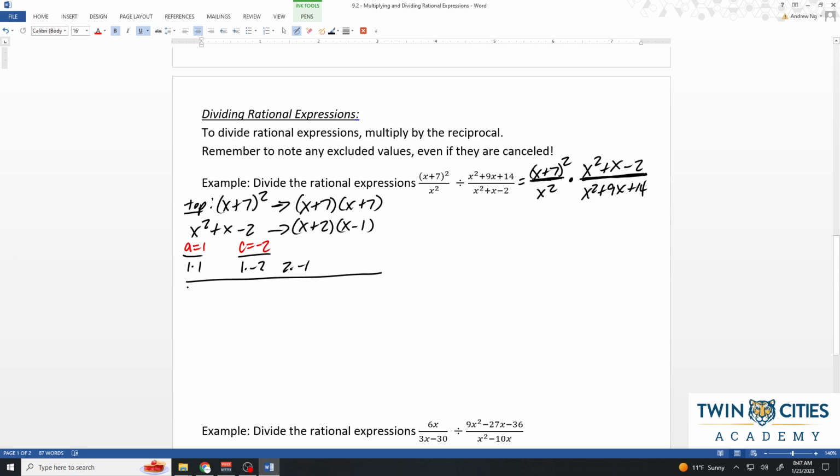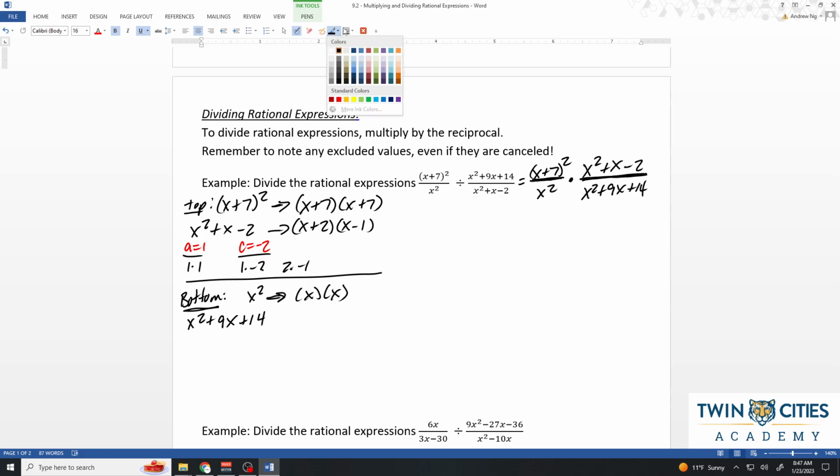Okay, the bottom parts. I've got x squared. So I can just say that this is x times x. And I've also got x squared plus 9x plus 14. And we will factor this. A equals 1, c equals 14.